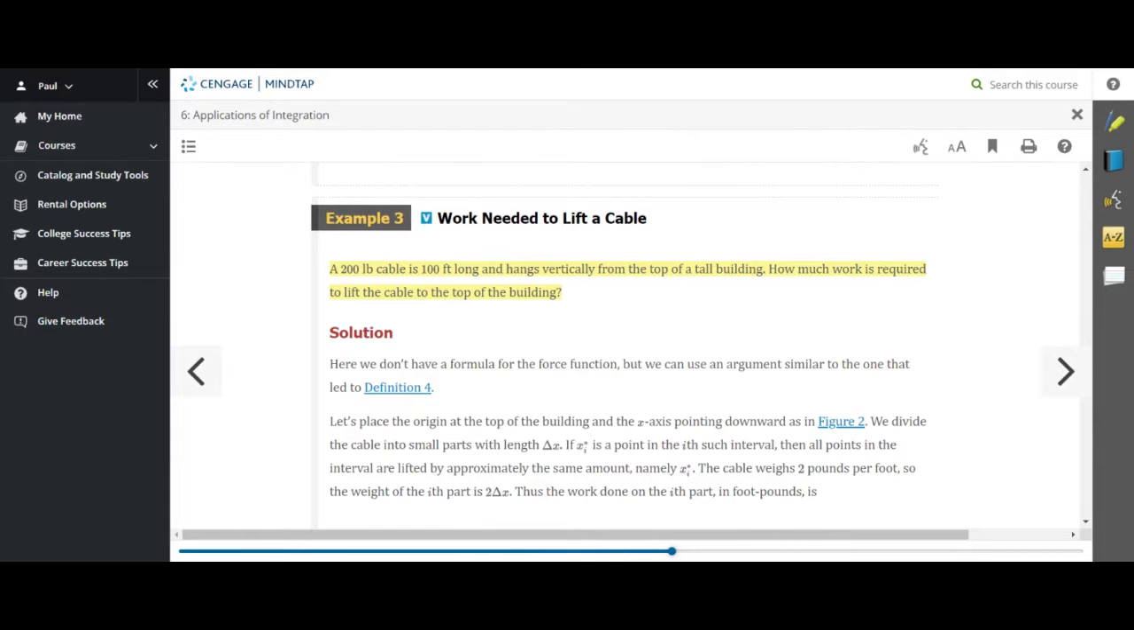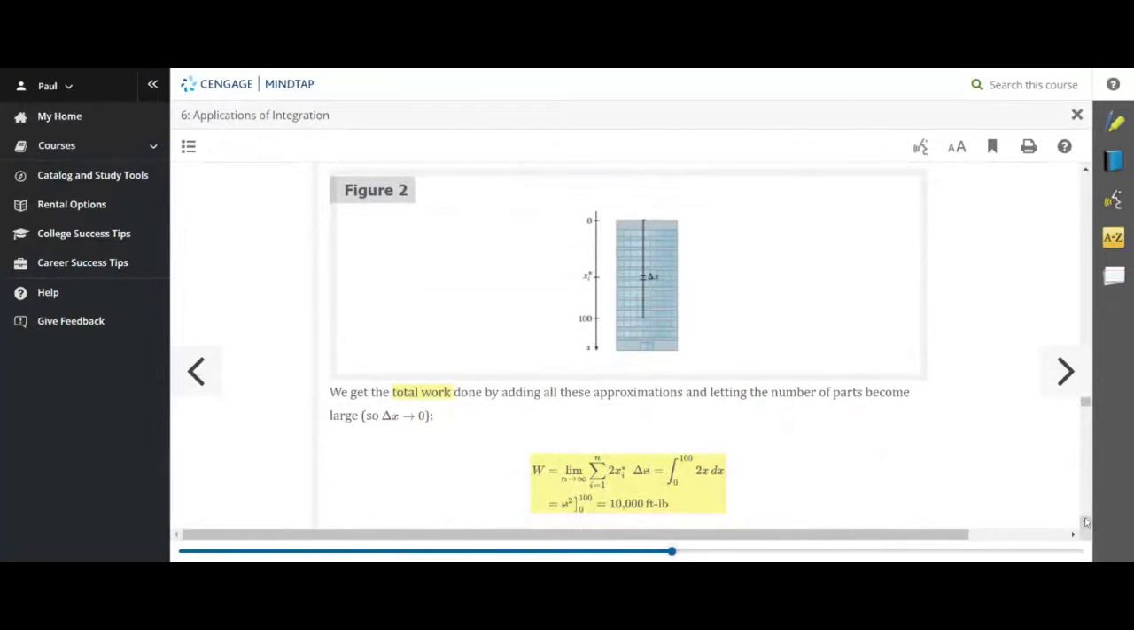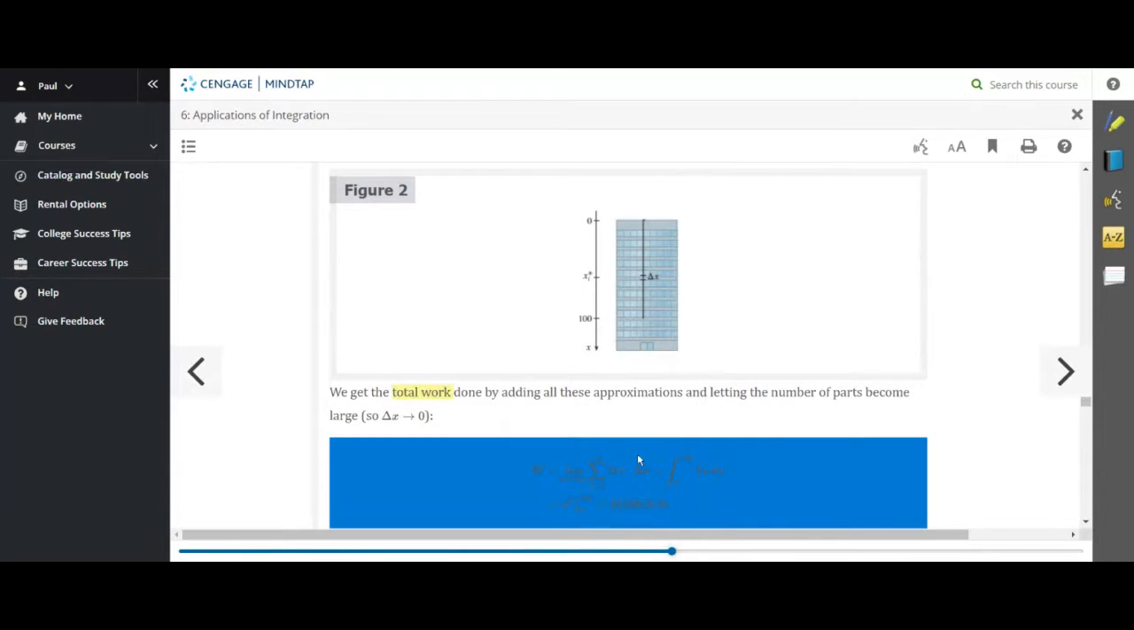So, work needed to lift a cable. In example 3, we have a 200-pound cable that's 100 feet long, and it hangs vertically from the top of a tall building. They're asking how much work is required to lift the cable to the top of the building. So pictorially, here's our picture.